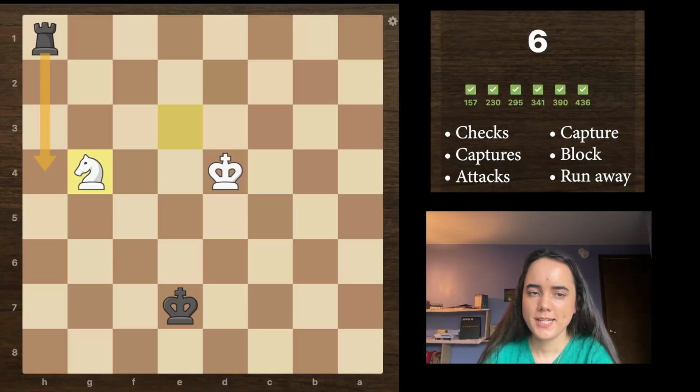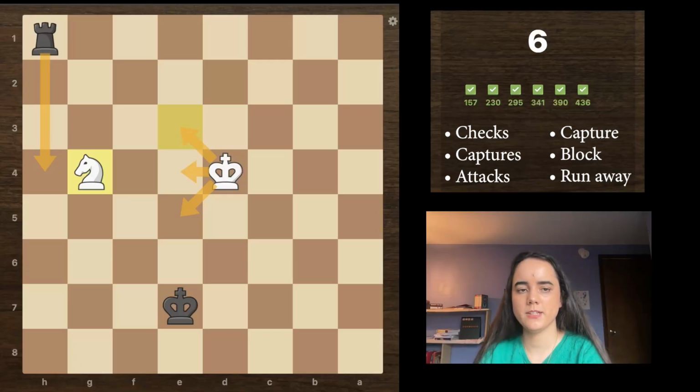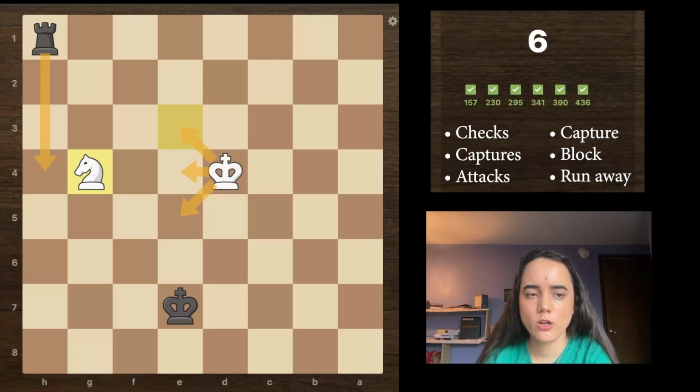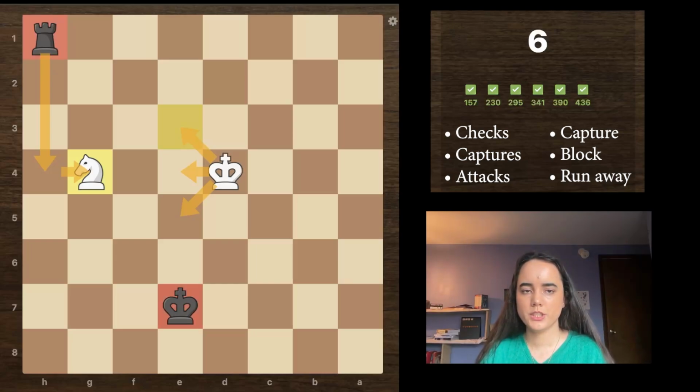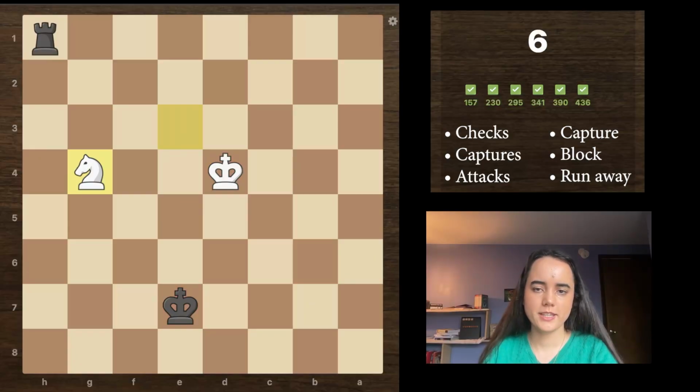Can he defend his knight with his king? Well, he can try going there, there, or there, but it's not close enough to the knight to defend it. So wherever he goes on the next move, we can just take his knight. And remember, when we have a rook versus just a king, we're winning. So that looks like the solution.